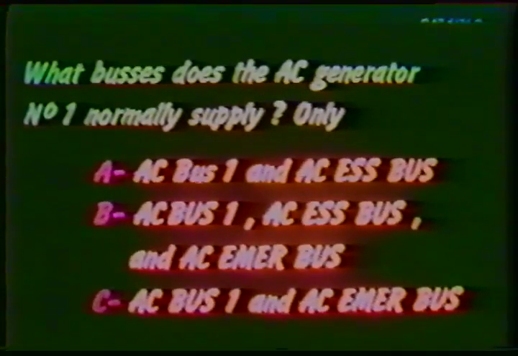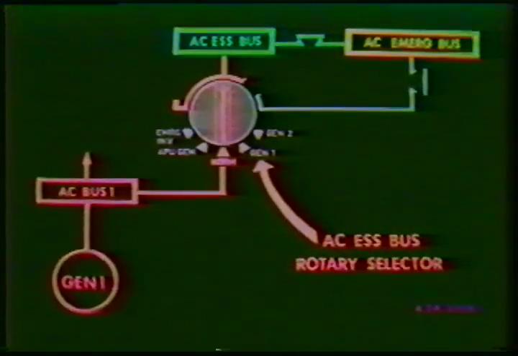As we said earlier, generator 1 supplies AC load bus 1, which in turn supplies the AC essential bus, then to the AC emergency bus. B is the correct choice of answers.